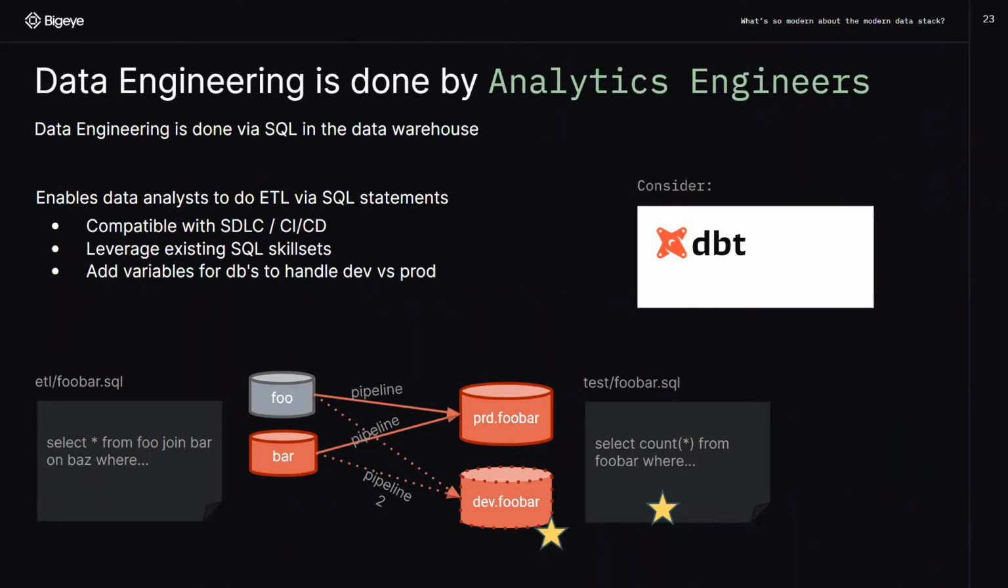dbt is the prime example here. And really what we're trying to do is enable this broader set of people who can write SQL queries, and give them the basics to be able to start creating their own data pipelines. A nice thing about this is that it's compatible with the software development lifecycle, wanting to do CI/CD for your data pipelines.